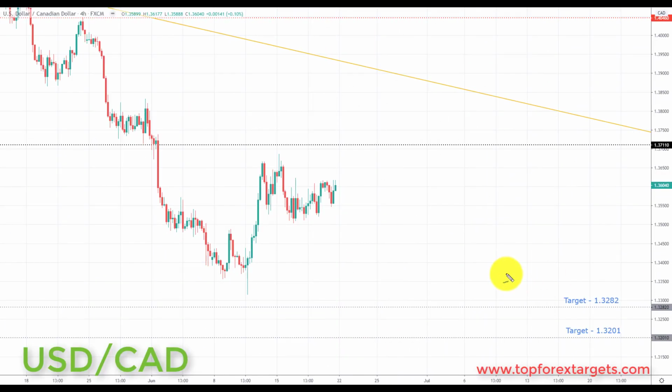So the next market we're going to look at is US dollar CAD. Now again, this is another market which really didn't move last week. We started the week here and we finished the week here. So we barely moved in the US dollar CAD last week.